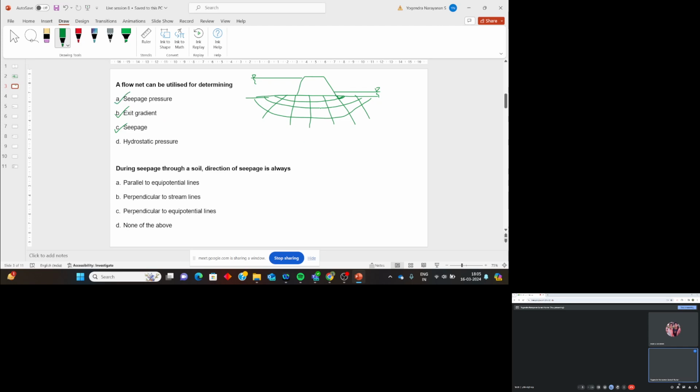Seepage pressure is i into gamma w. With every equipotential drop, you can determine i. So seepage pressure also you can determine. Obviously, for hydrostatic pressure, you calculate the total head at this point and this point, subtract, and subtract the elevation head. You will get the pressure head, and obviously you can calculate hydrostatic pressure, which is pore pressure.